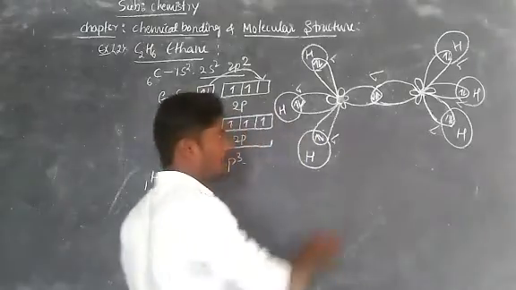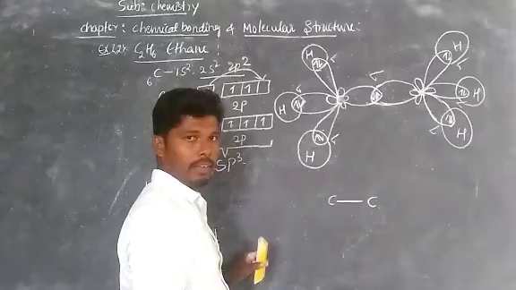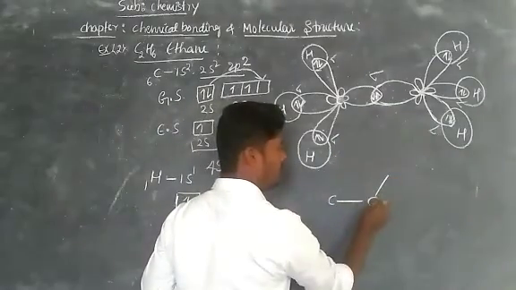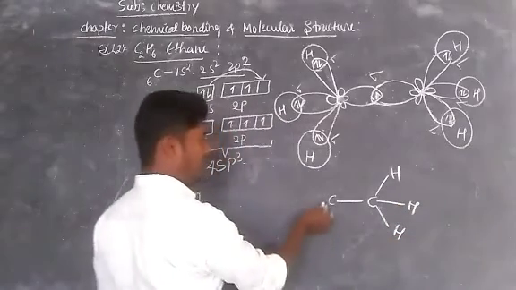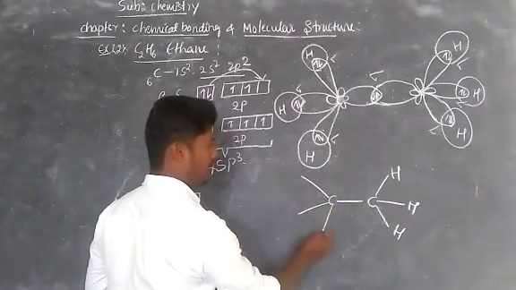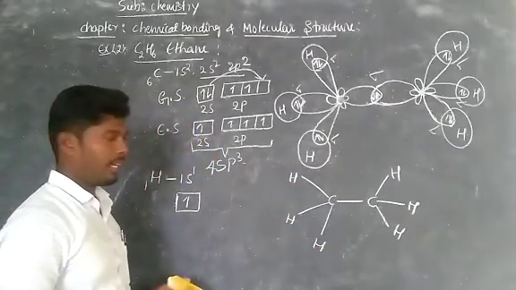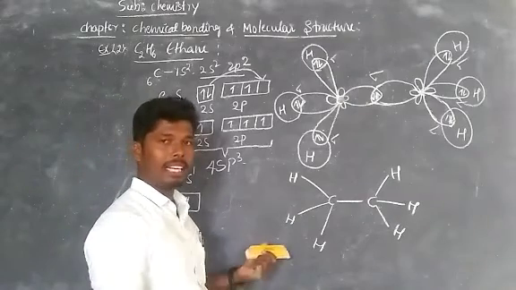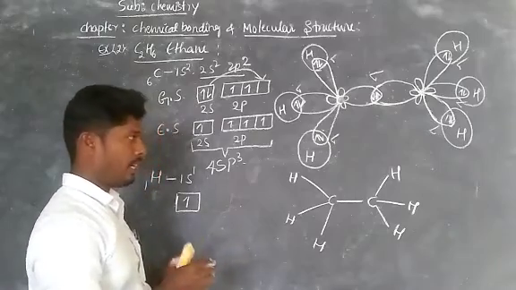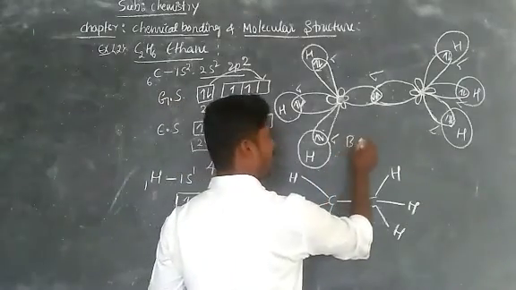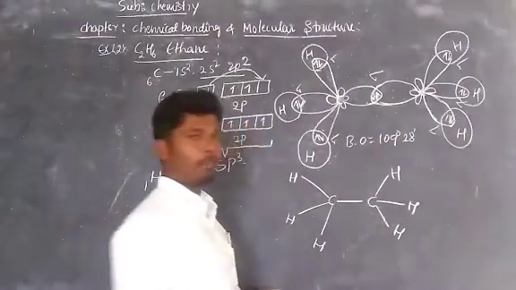Now write its structure, carbon and carbon. That is a carbon-carbon bond. Okay, now 3 hydrogens, right? 1, 2, 3. Similarly here, 1, 2 and 3. Okay, see here the bond angle is how much? 109 degrees 28 minutes is the bond angle. That is, the bond angle is equal to 109 degrees 28 minutes or 109.5 degrees.